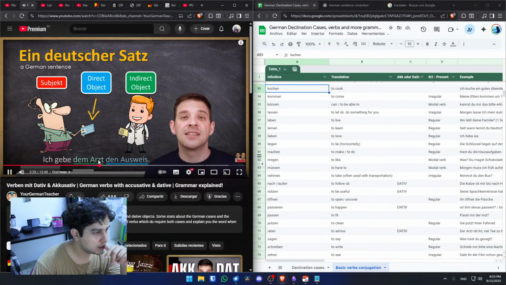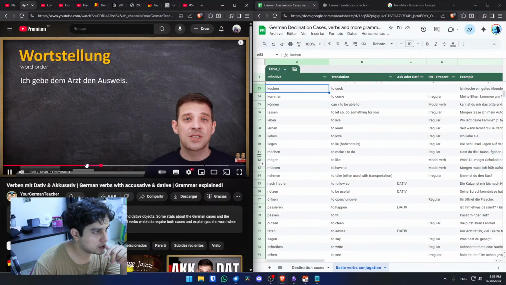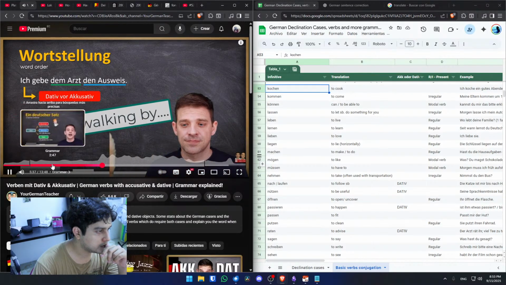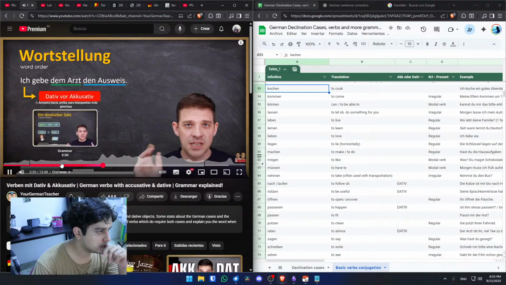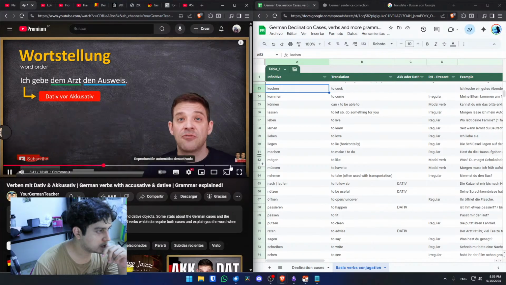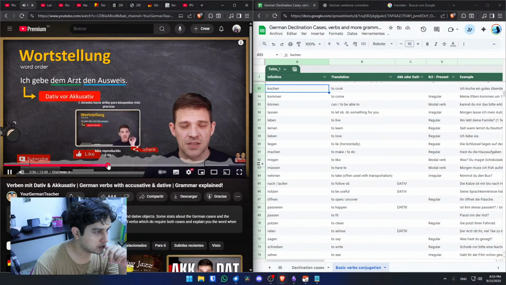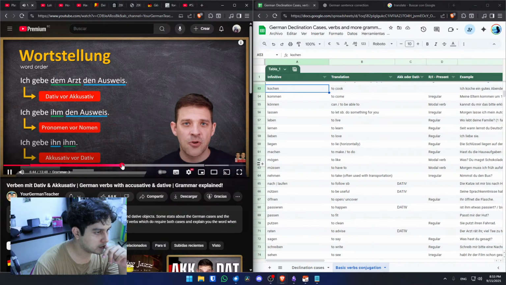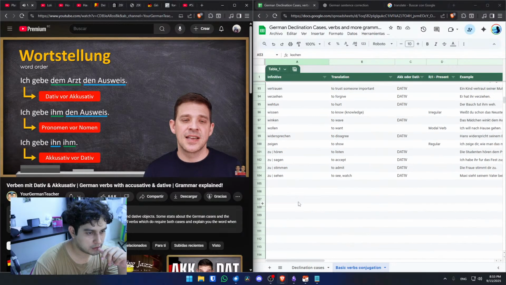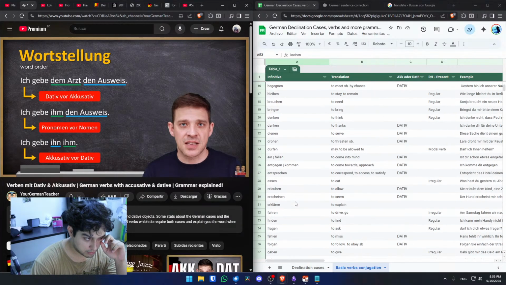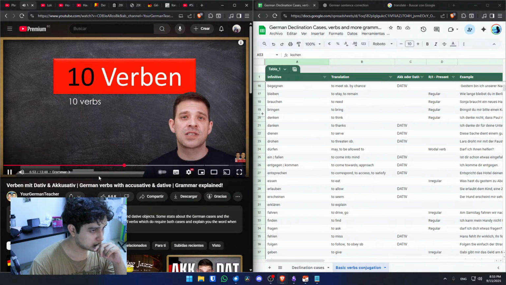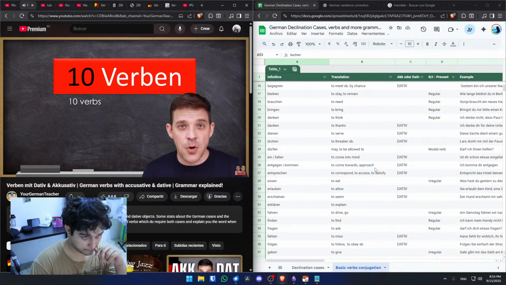The indirect object is dative, the direct object is accusative. When it comes to the word order, as you can see here, the most important rule is dative before accusative. Then it changes with the pronoun, the pronoun comes first, and if you have two pronouns, it is accusative before dative. Machen wir ein paar Beispiele. The 10 most commonly used verbs which do require both cases.